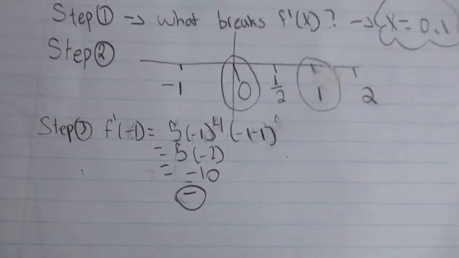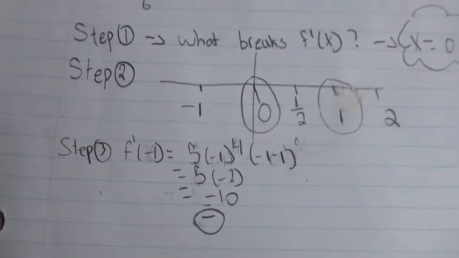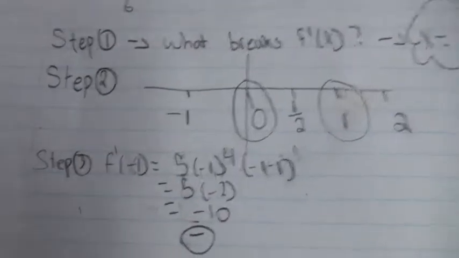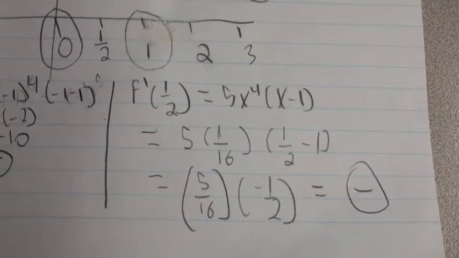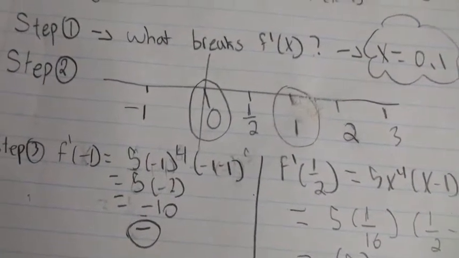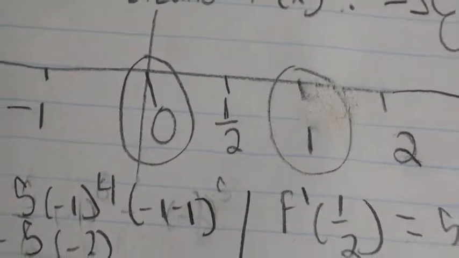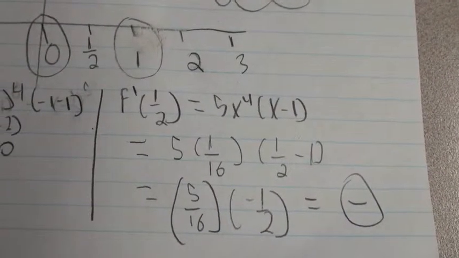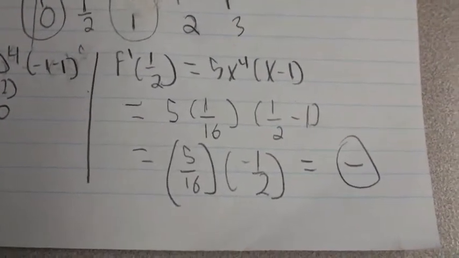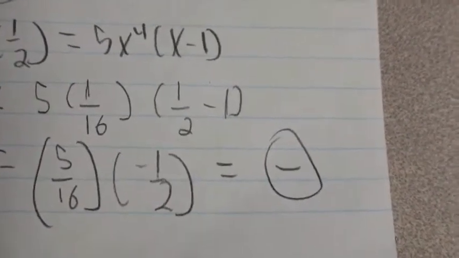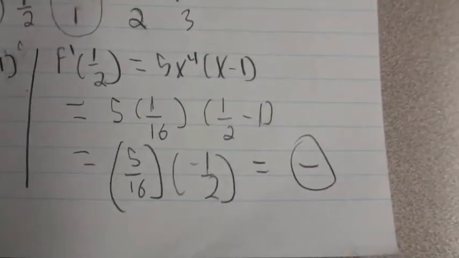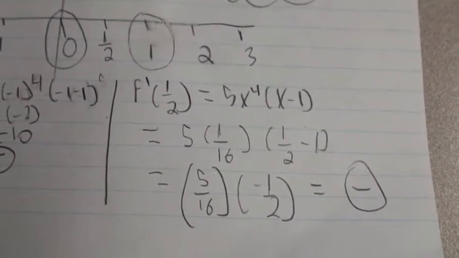So now we do it for the other interval. The next interval would be 1/2. So 1/2 plugged into the equation, f'(1/2), is 5 times (1/2) to the power 4, which equals 5/16, multiplied by 1/2 minus 1, which is -1/2, which is also negative. So at this interval, it is also decreasing, as you can see.